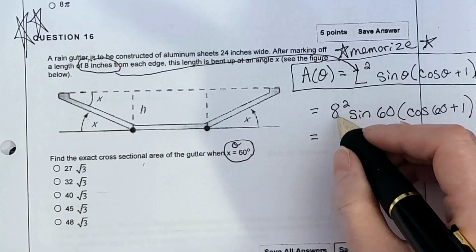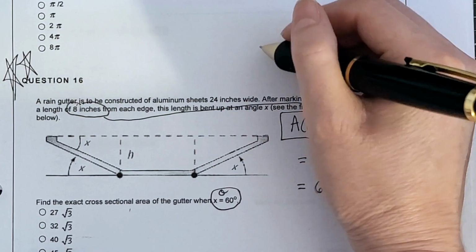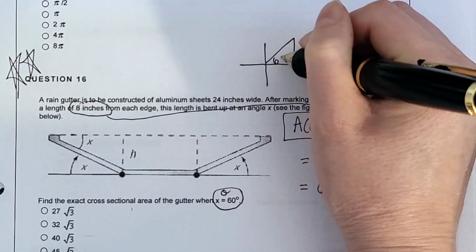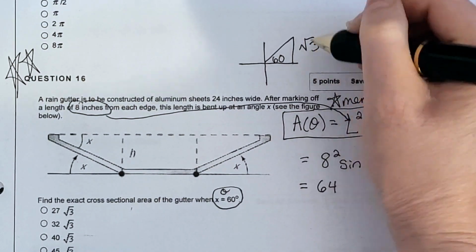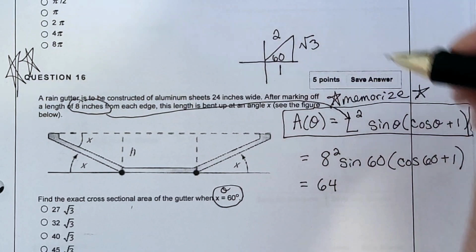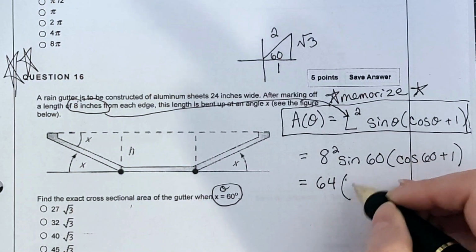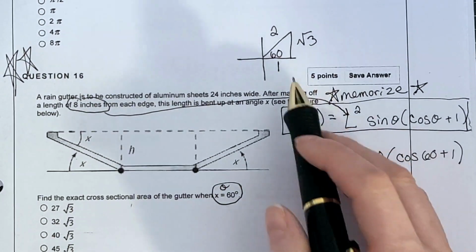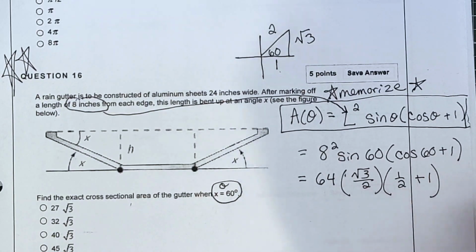Okay, so 8 squared is 64. I always like to draw my triangles out. So we got 60 degrees. I know diagonal from the 60 has to be the square root 3, 2, and 1. So I know the sine of 60 is square root 3 over 2. Cos of 60 would be 1/2 plus 1.